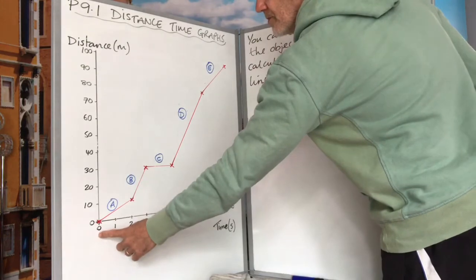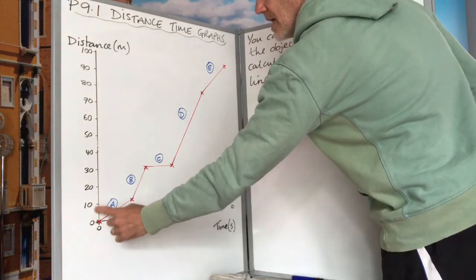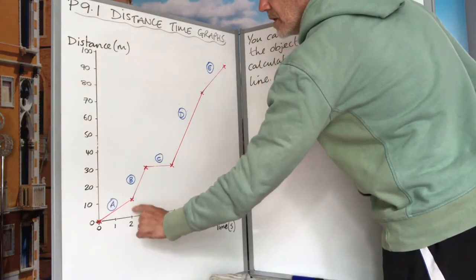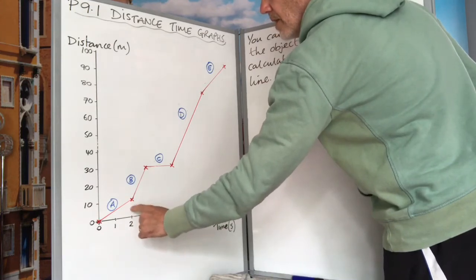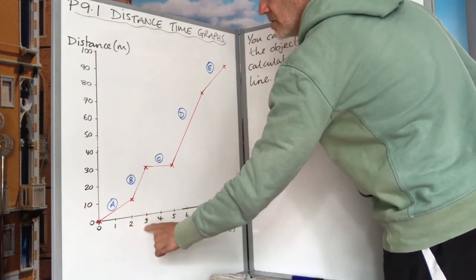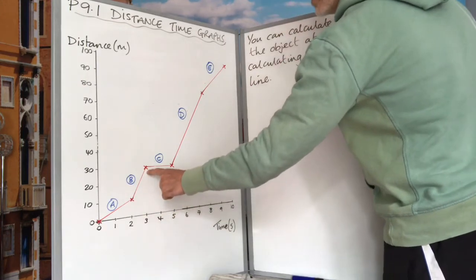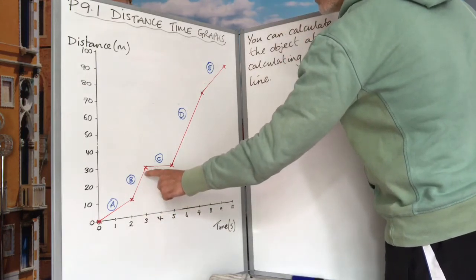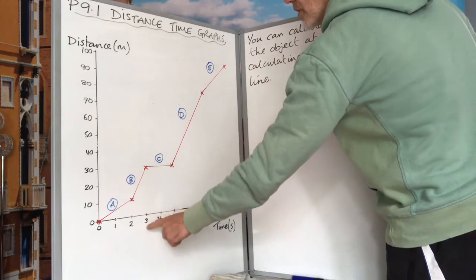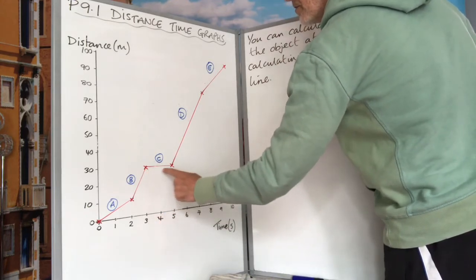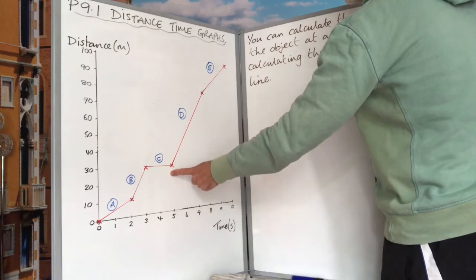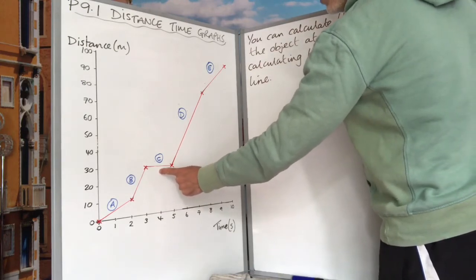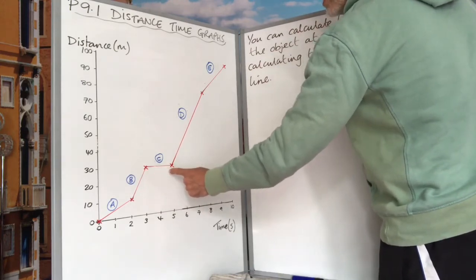It travels 10 meters in the first 2 seconds. And then between 2 and 3 seconds, it travels 20 meters. And then between 3 and 5 seconds, the car stops moving. It's stationary. We know that because the distance travelled remains the same.